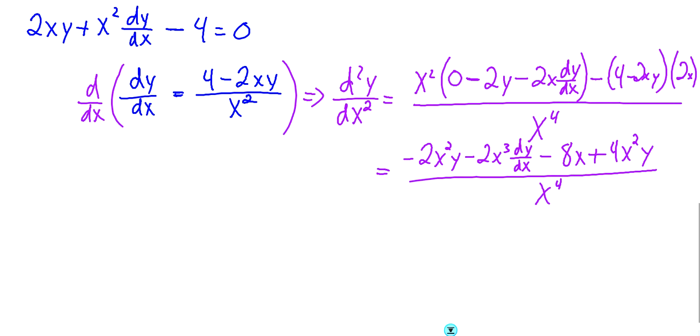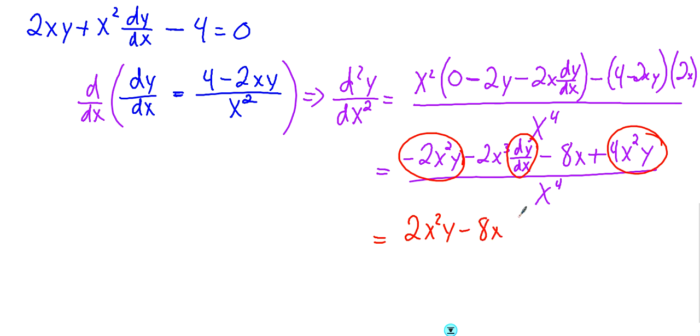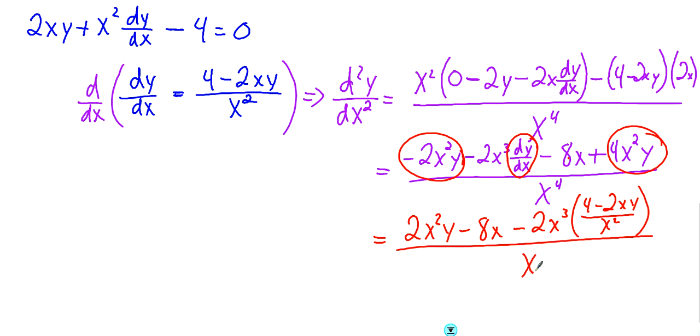Okay, but we're also going to have to plug in our dy over dx. So I'm going to do a couple steps at one time. I have this and this, which are basically the same terms. So I'm going to end up with positive 2x squared y minus 8x from here, minus this 2x cubed times my dy over dx, which is (4 minus 2xy) over x squared, all over x to the fourth.